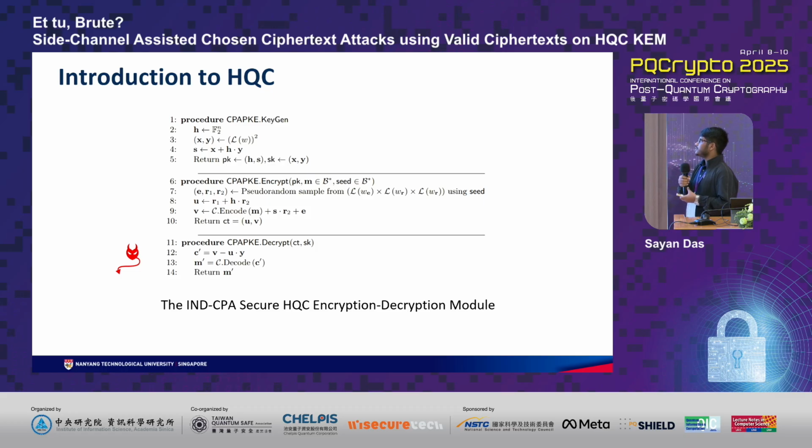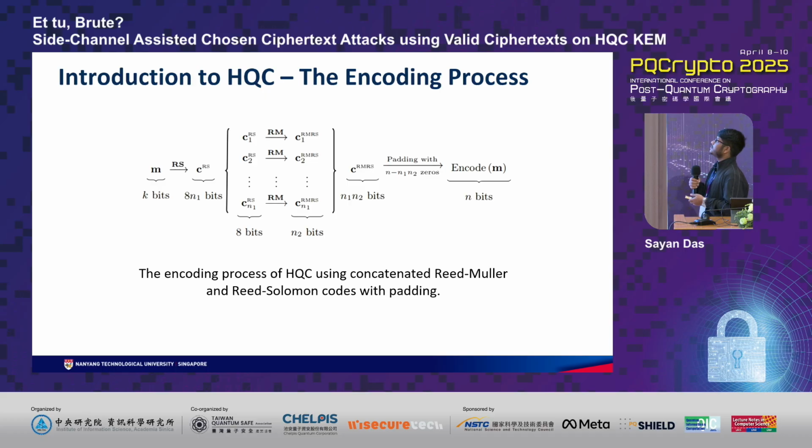The encryption procedure is also pretty standard, where u and v are calculated as the ciphertext based on some pseudo-random samples that are taken using a particular seed. And then the decryption procedure follows, which is also standard. And we can see that this is the main highlight of our work.